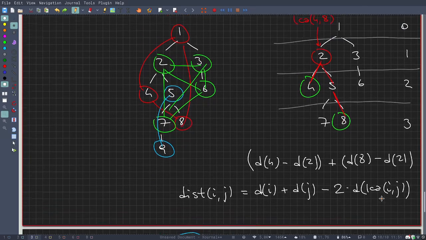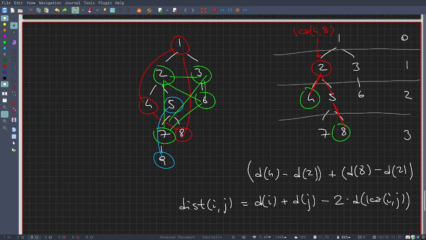So for each pair of nodes, here we have n divided by 2 pairs, and for each one we can calculate the distance in O of 1. So again, we spend O of n. Okay, does it make sense?